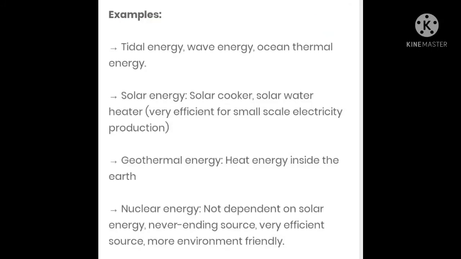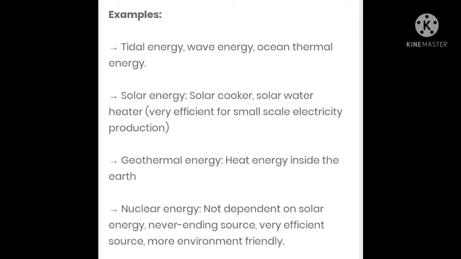I have already given you a few examples of inexhaustible natural resources. Here are more examples. Tidal energy, that can't end. Wave energy we can get from the oceans. Ocean thermal energy. Another example is solar energy. From solar energy we can use a solar cooker and a solar water heater, and it is very efficient for small-scale electricity production.